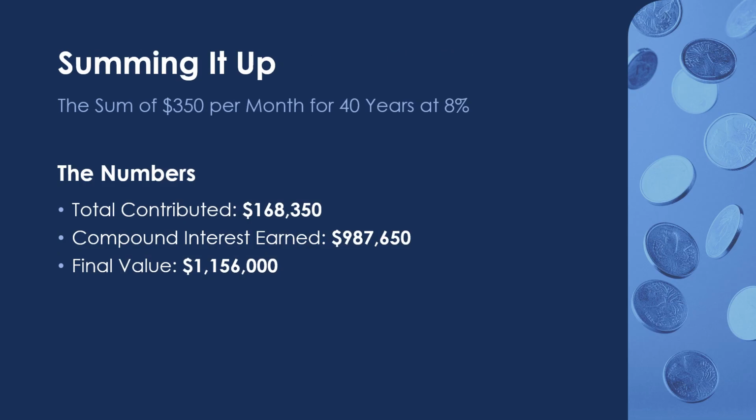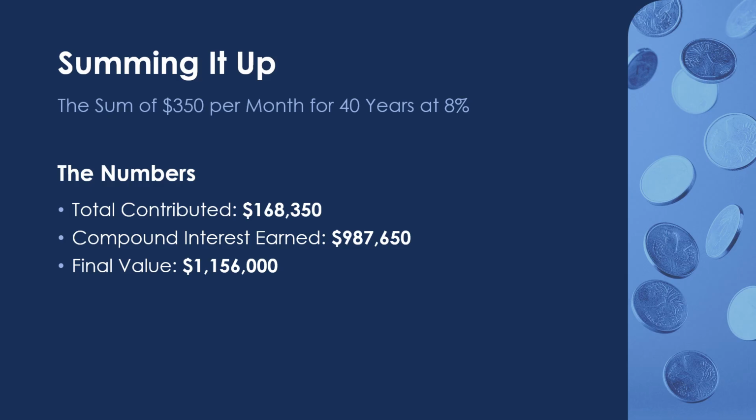Now let's take a closer look at how that $1,156,000 was created. Over the 40-year period, the total amount you contributed was $168,350. The amount earned through compound interest was $987,650. Here is Rothschild's secret in full view. The interest earned is nearly 6 times the amount that was actually contributed. Think about that for a moment. You contributed $168,000, but compound interest earned nearly $1 million on your behalf.